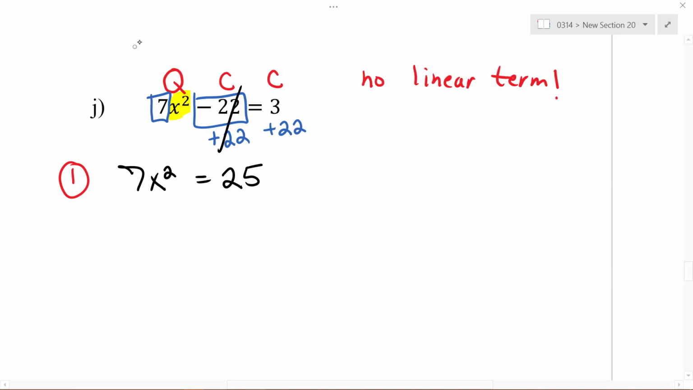Okay, we still have something else to do, right? We want to get rid of the 7 that's being multiplied times the front of x squared. And so I'm going to divide both sides by 7, and those 7's will now cancel out and go away. So now I have just plain old x squared, which is exactly what I wanted, by itself on one side, equals 25 divided by 7.